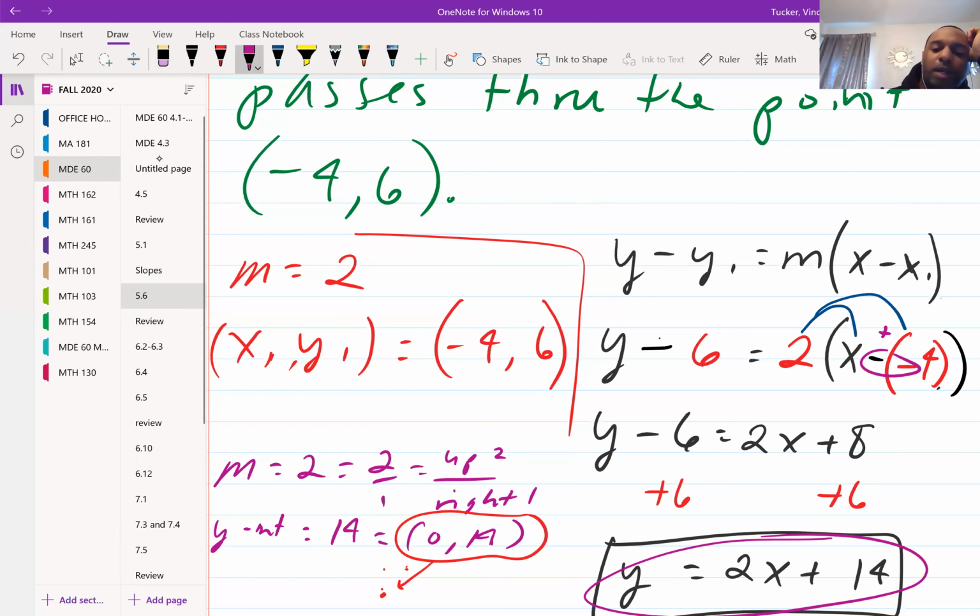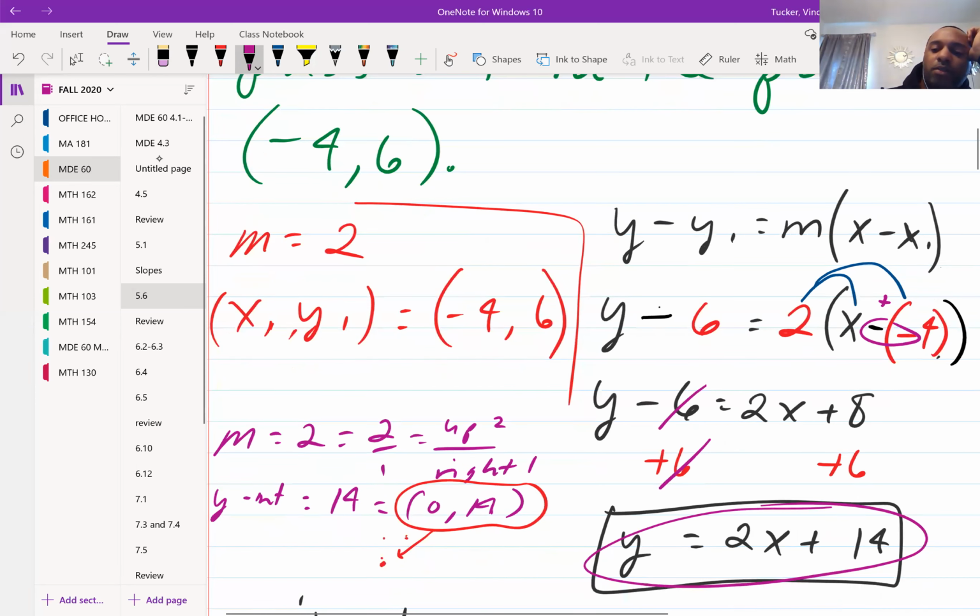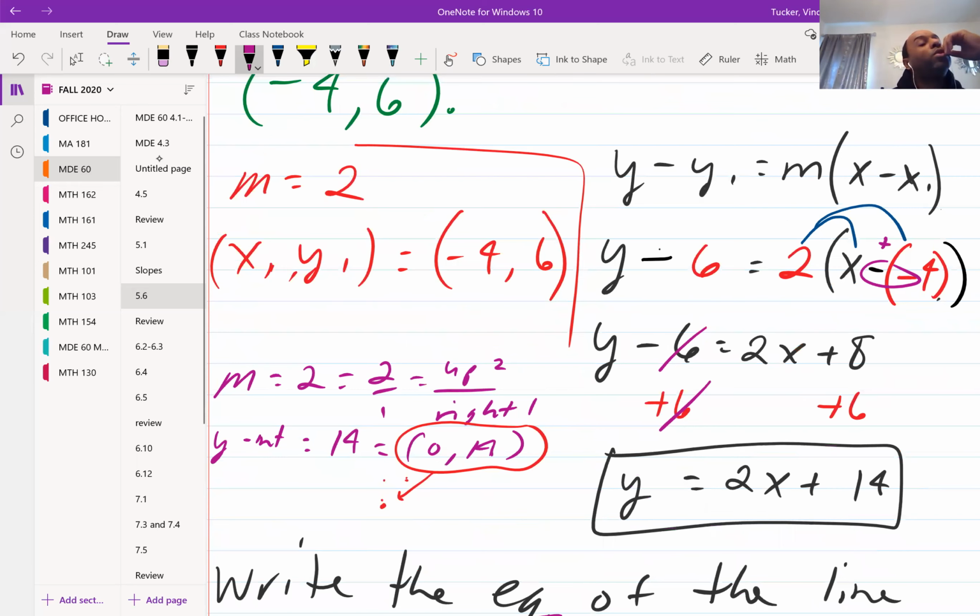I'm messing up all my stuff. Add 6 to both sides so that we'll have y on one side by itself. And this will be our equation: y equal to 2x plus 14. So our equation is in its simplest form.